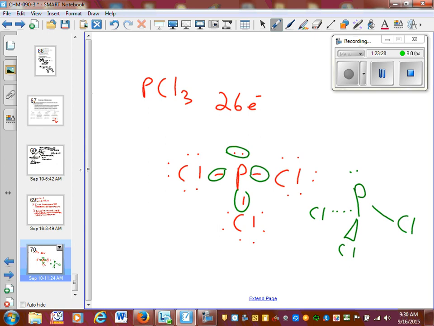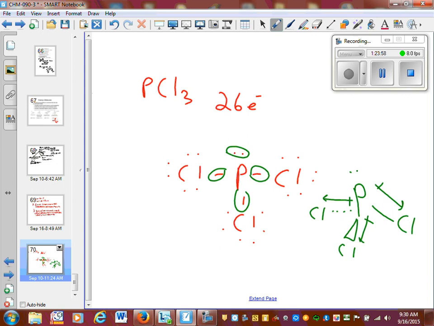So we're going to have polar or nonpolar? Polar. Not balanced. It's one way. Remember, it's not planar. It's trigonal pyramidal, so those chlorines are all below the phosphorus. So they're all pulling down on the phosphorus.